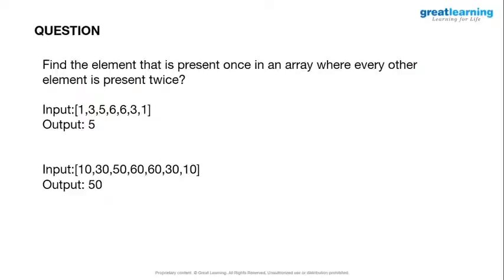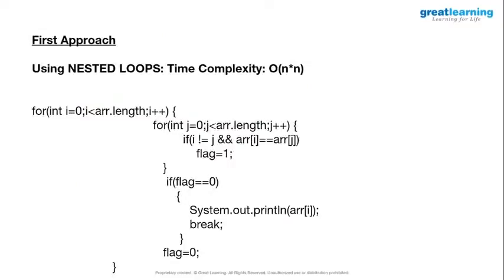One will iterate over the array, and 1 will be compared with all the elements to check if there is another 1. 3 will be compared with all the rest of the elements, and then we will see if it is present or not. So the first approach is using nested loops. The time complexity of this approach is n square.